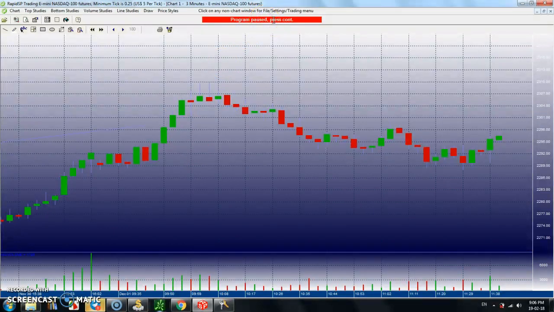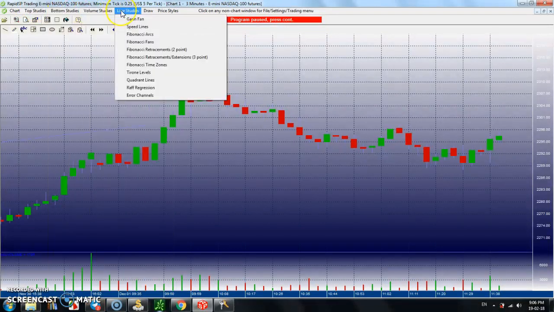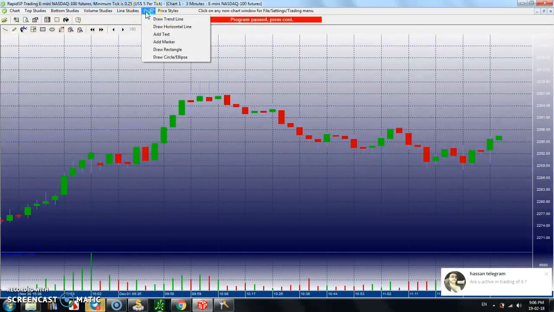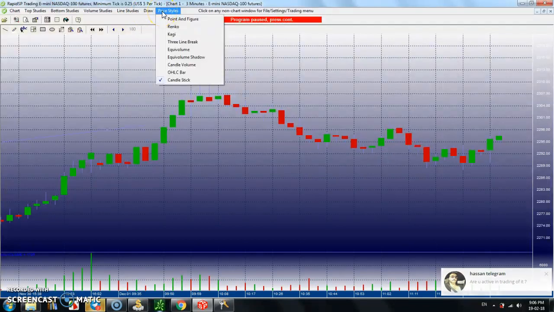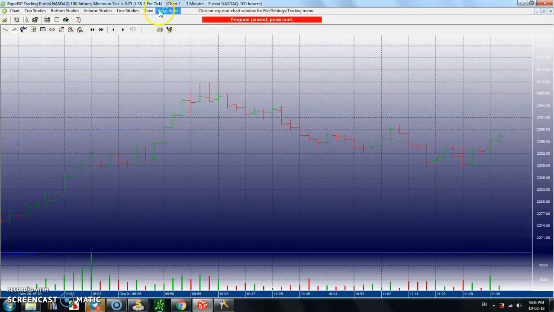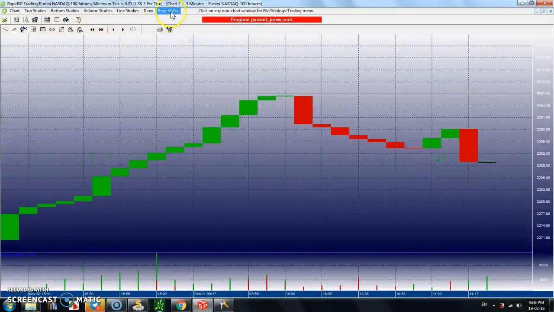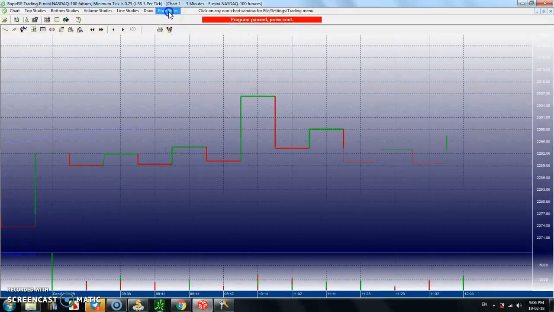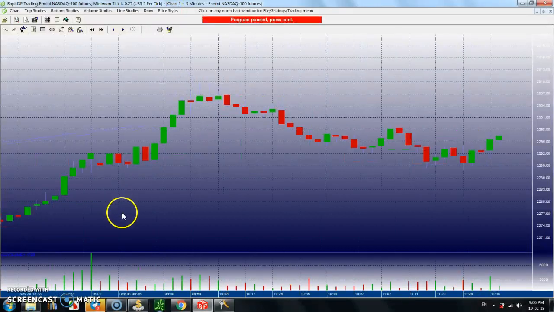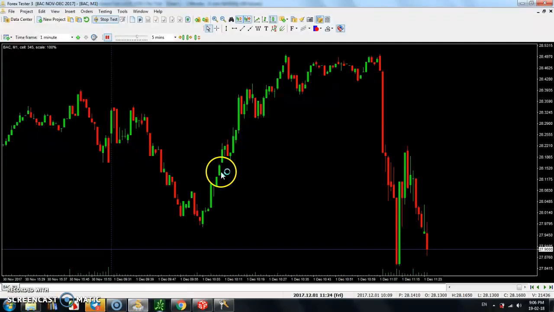Now I just downloaded this thing, so I don't really know how to use everything yet. Here we have the OHLC bar, price styles, 3-line break, Kagi, Renko. I don't really use that stuff, I just use regular candlesticks. So this is pretty much another legit viable solution.